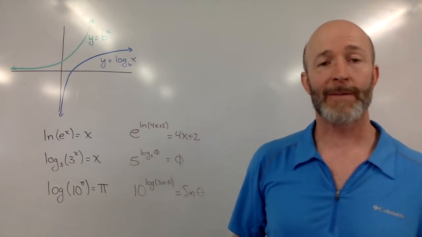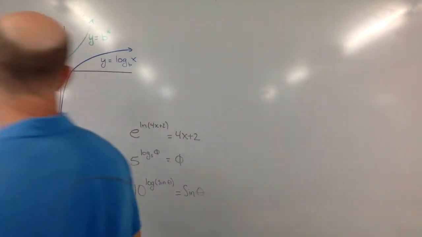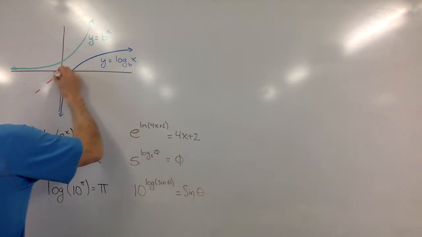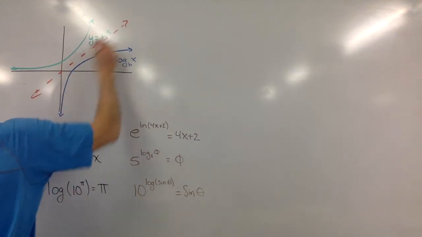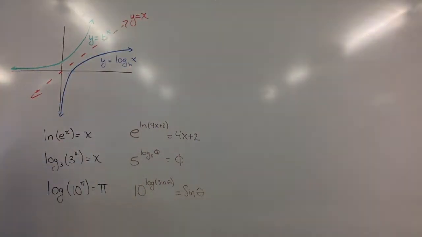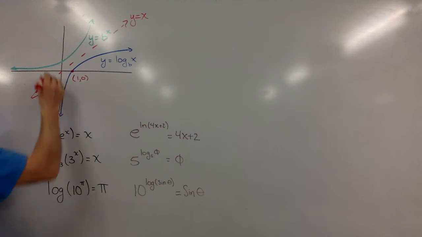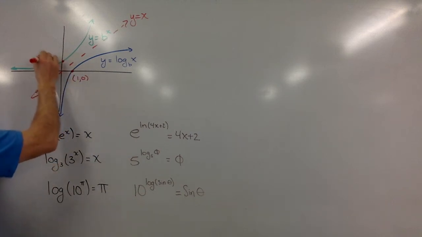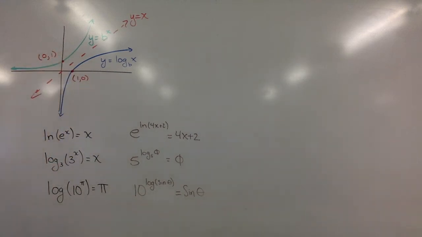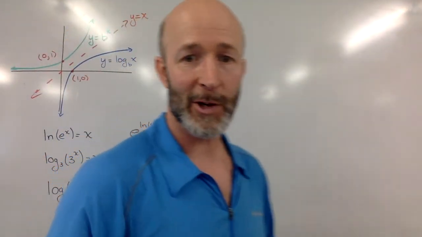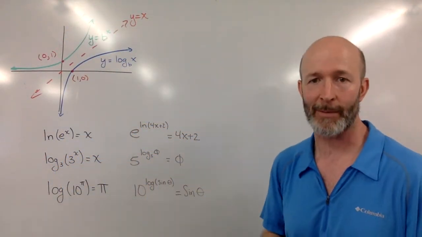I do want to point out a few things. They are inverses of each other. Some very important stuff to know there. Inverses, meaning if I reflected them across that line, y equals x, one graph would turn into the other. While there is one distinctive point on logs, at (1, 0), on exponentials it's (0, 1). Unless there is some kind of transformation, you know those points are going to be there.